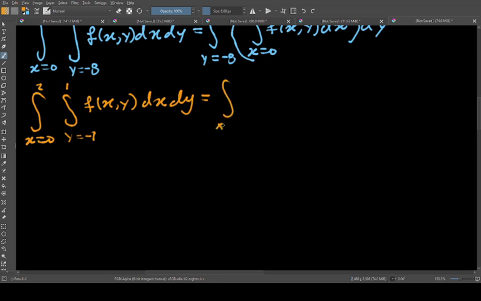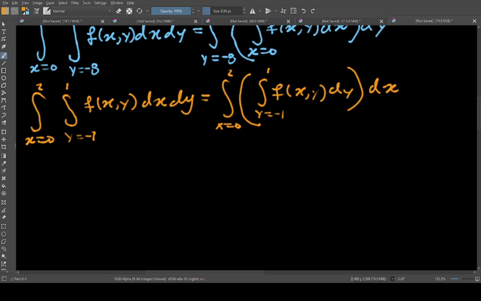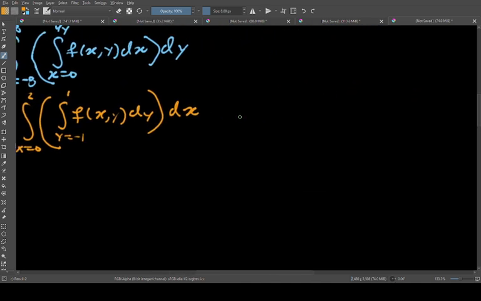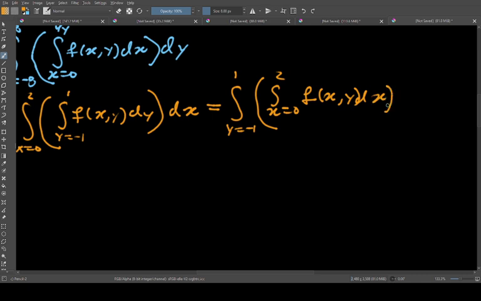The integral from x equals 0 to 2 of the integral from y equals negative 1 to 1 of f of x comma y dy dx, which is equivalent to the integral of y equals negative 1 to 1 of the integral from x equals 0 to 2 of f of x comma y dx dy.